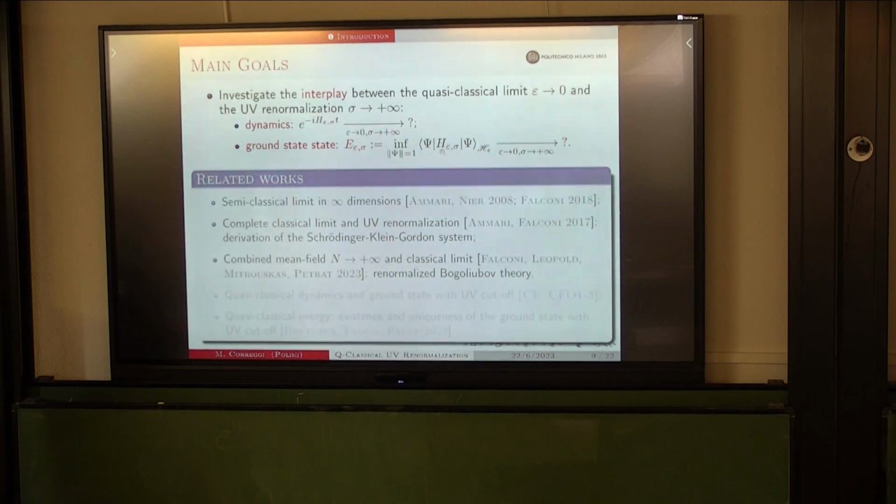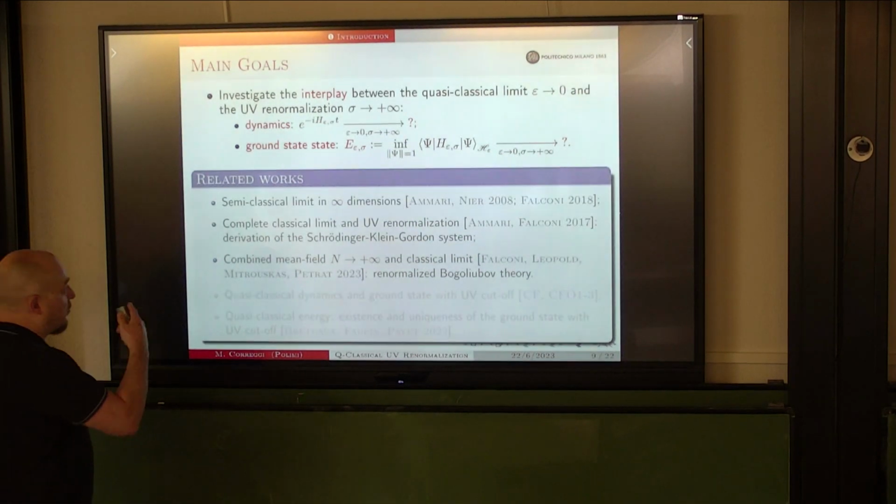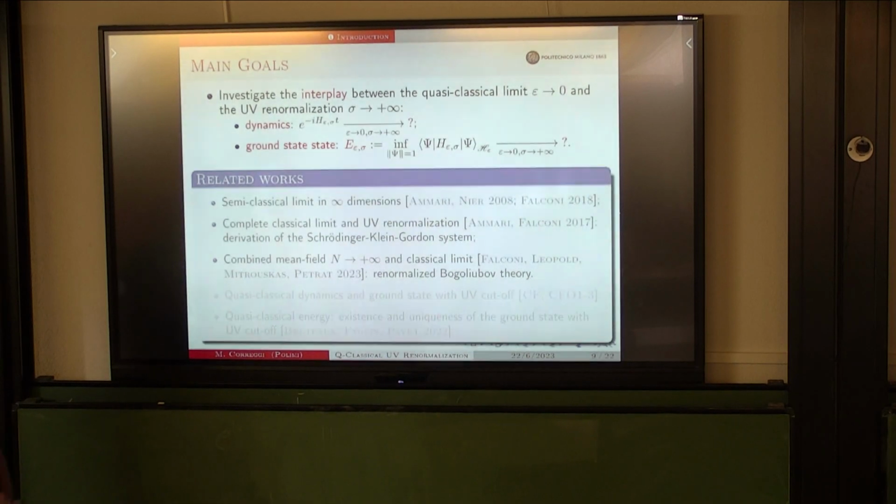So you take the infimum of the expectation, or the bottom of the spectrum of the cutoff Hamiltonian, and you ask yourself what happens when epsilon goes to 0 and sigma goes to infinity. In which order is also part of the question, if you like.